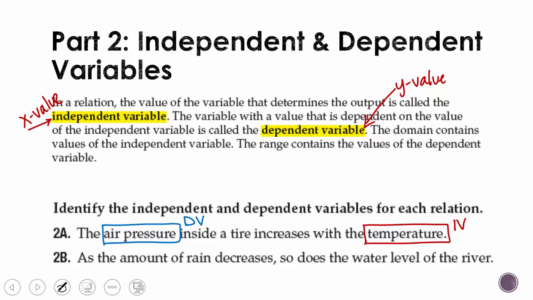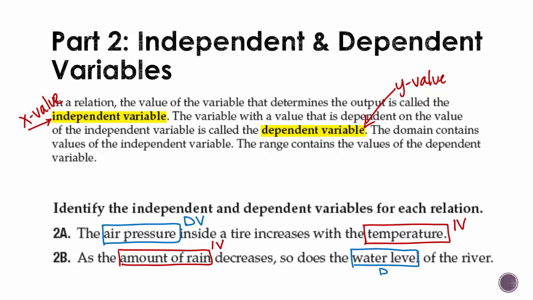So same thing with this next one. It says the amount of rain decreases, so does the water level of the river. So what's changing first? It's supposed to be the amount of rain changes first. That's your independent variable. And then as a result, and it even says so does the, that means as a result the water level of the river changes. That's your dependent variable. So these examples are good ones because it shows you that it's not always the first thing that's the independent and it's not always the second thing that's the dependent. It can change around. You just got to pay attention to it.